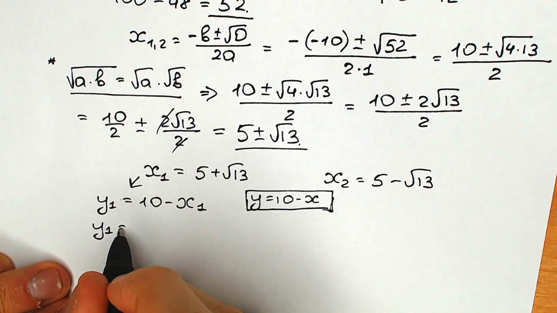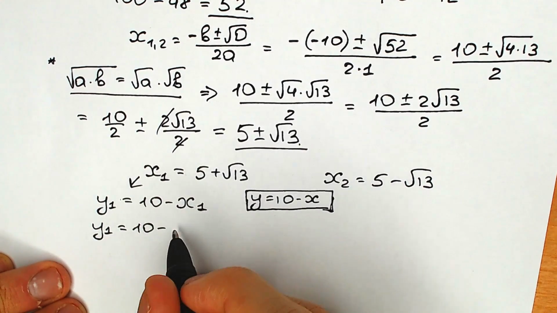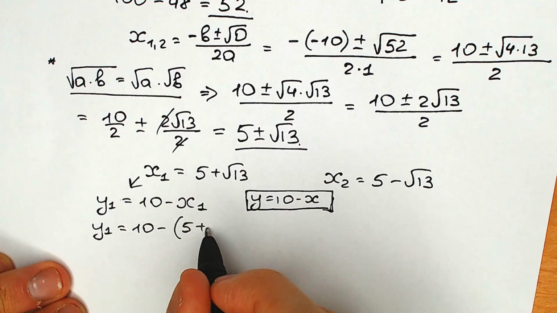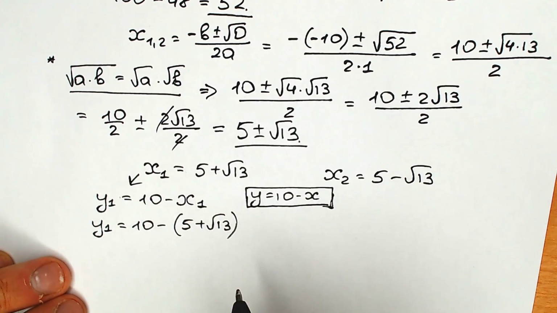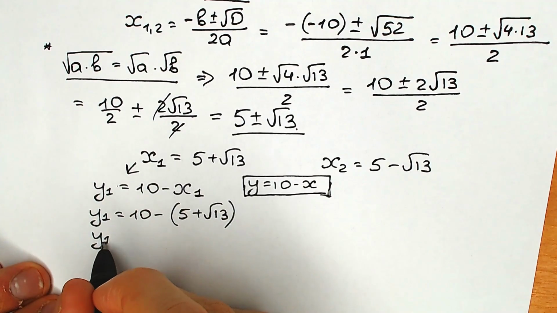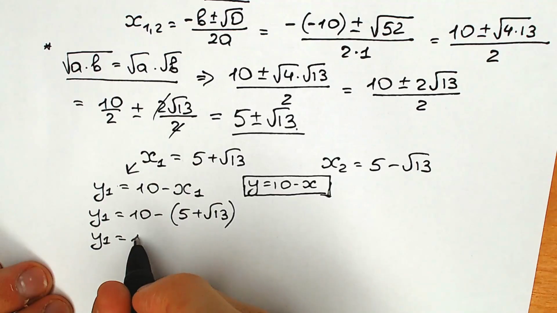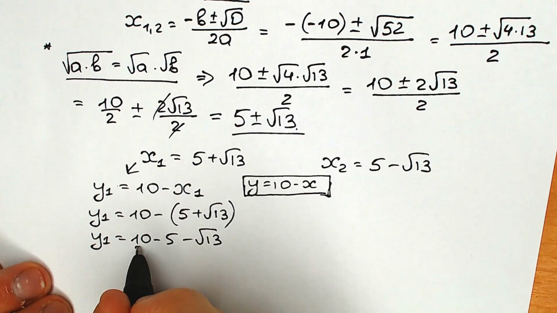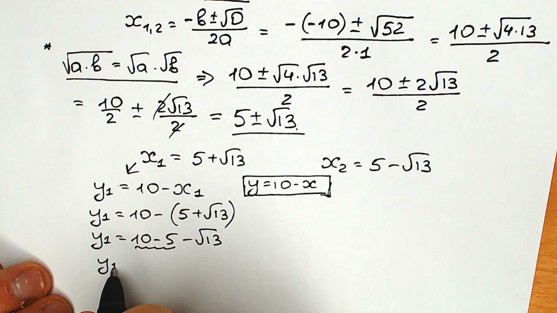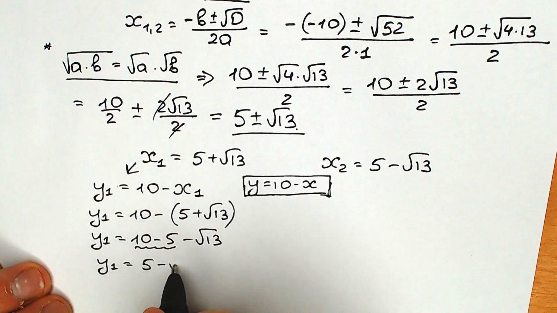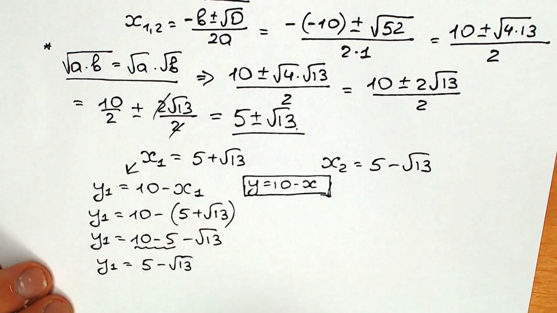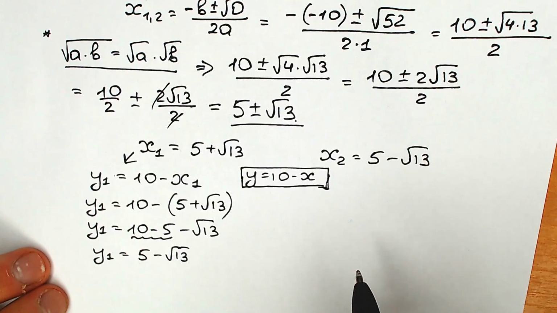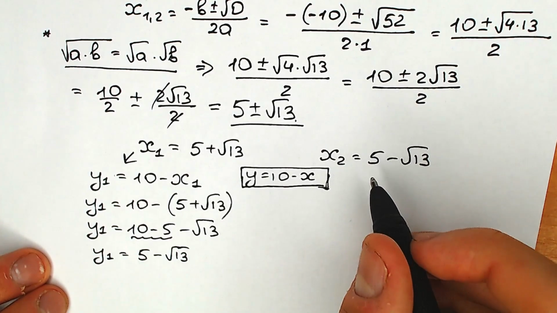So we have y first equal to 10 minus x first, equal to 10 minus the quantity 5 plus square root of 13. We have y first equal to 10 minus 5 and minus square root of 13. So 10 minus 5 equals 5. So we have y first equal to 5 minus square root of 13. And with the same principle, the same algorithm, we're going to find y second.